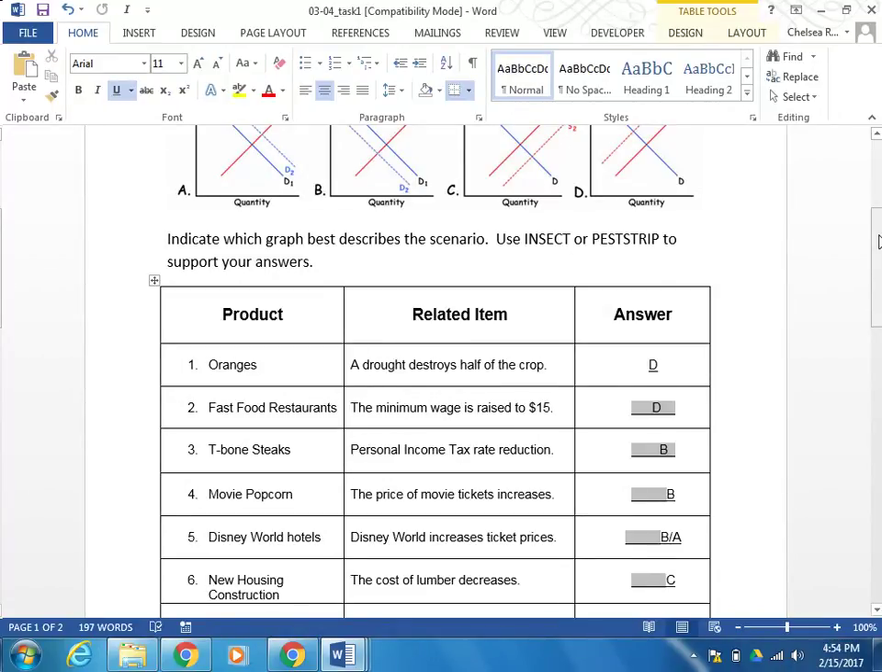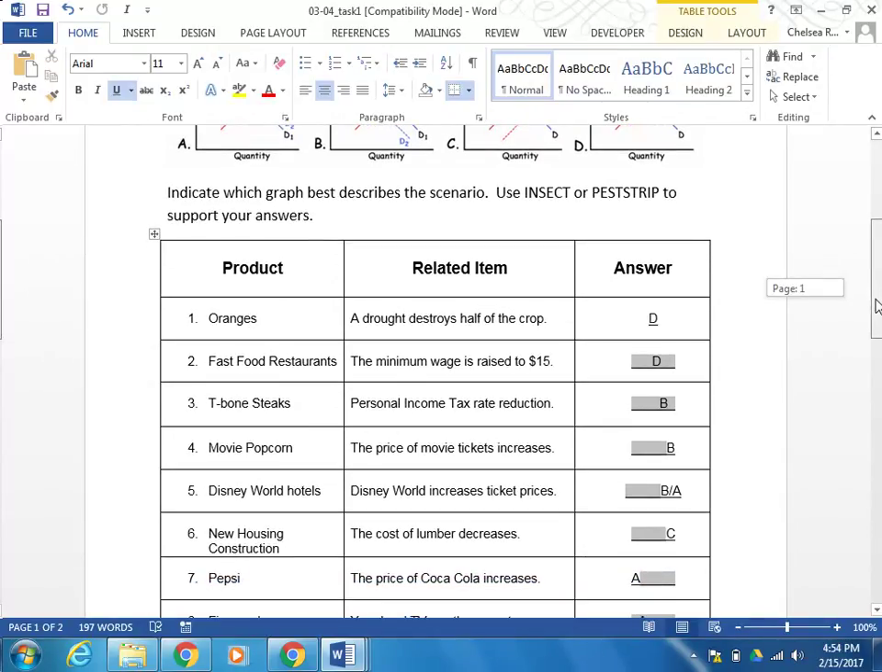Okay, normal goods. People receive a 20% pay increase. Y'all know this, we just went over it. Okay, the demand for normal goods is going to increase because we have more income. Okay, inferior goods, people receive a 20% pay increase. That's going to be the opposite. Your demand for inferior goods is going to decrease, so it's going to be B.